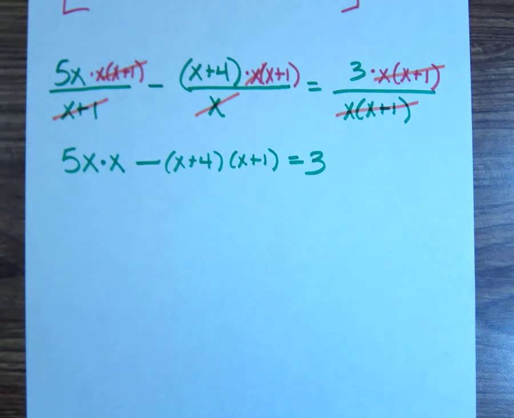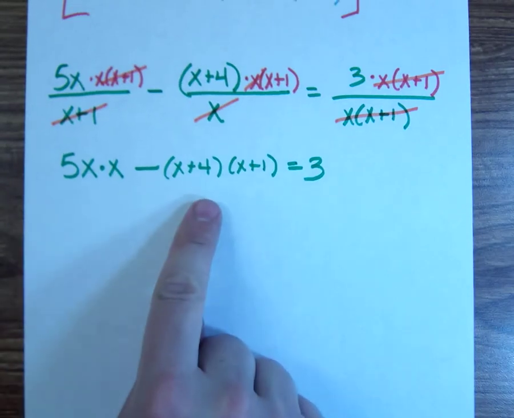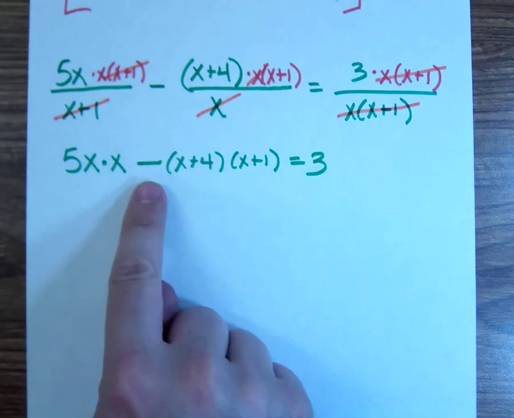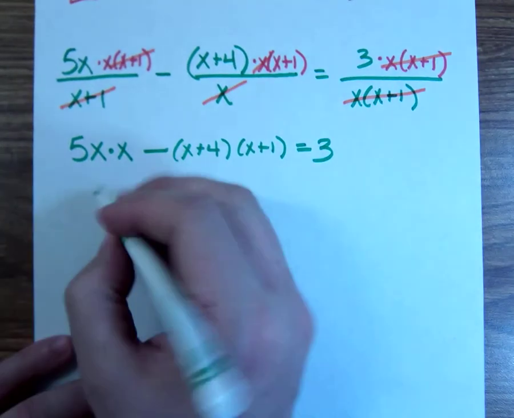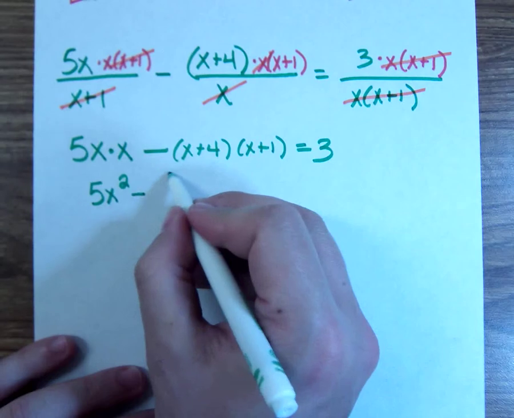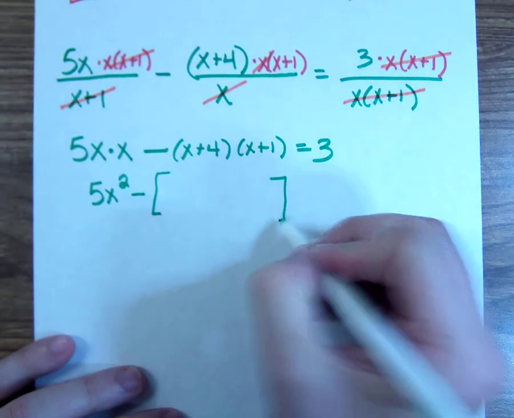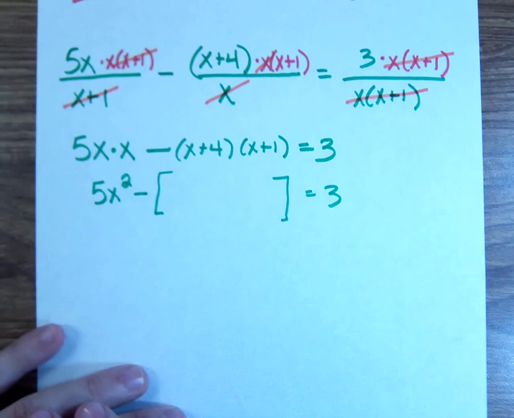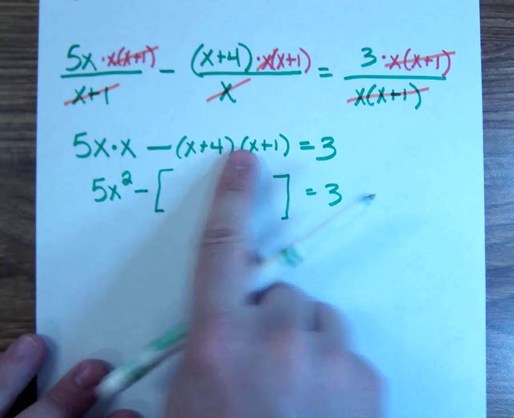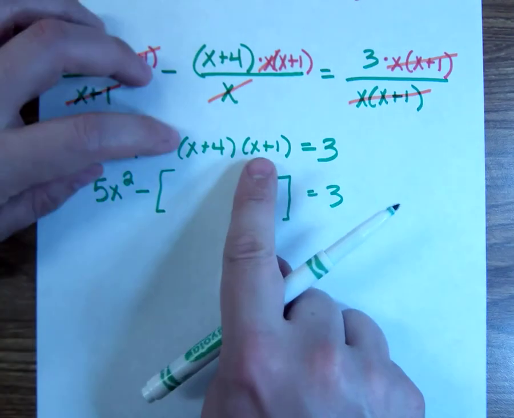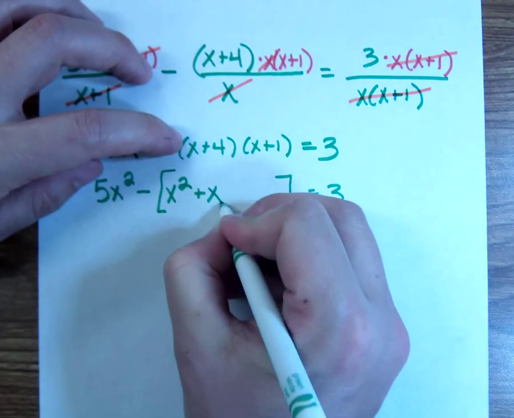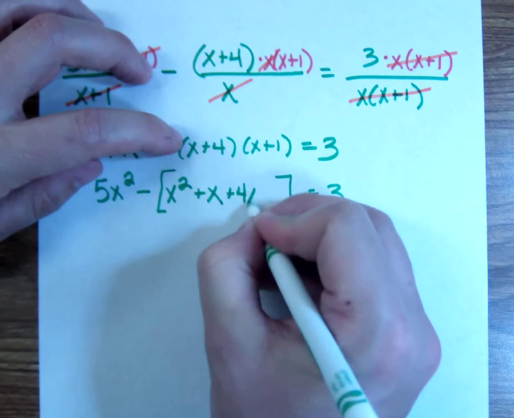Now this one is very, very tricky because of this right here. That's tricky to multiply together because of the minus sign in front of it. So we're going to be really careful. 5x times x is 5x squared. Then we're going to do minus, and then we are going to create a set of parentheses inside of which we are going to multiply these together. We're doing it this way so that we can remember that whatever happens after I multiply these two things together, I'm subtracting the whole thing. So this is x times x, and x times 1, and then 4 times x, and then 4 times 1.